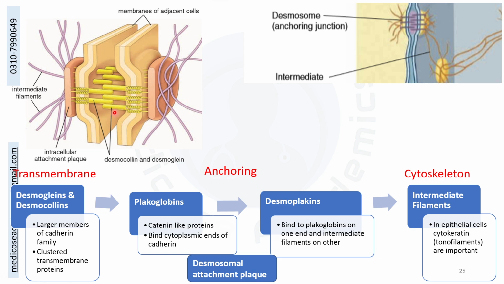This is a picture again from Ross and Pawlina's textbook of histology. The one shown in yellow is the transmembrane protein, the cadherin component, which can be desmoglein and desmocollin. In the midline they overlap with one another, fusing and making the junction, and the intracellular component attached to these anchoring proteins together makes the desmosomal attachment plaques. These are made up of plakoglobins and desmoplakins, and that plaque is in turn attached to the intermediate filaments.